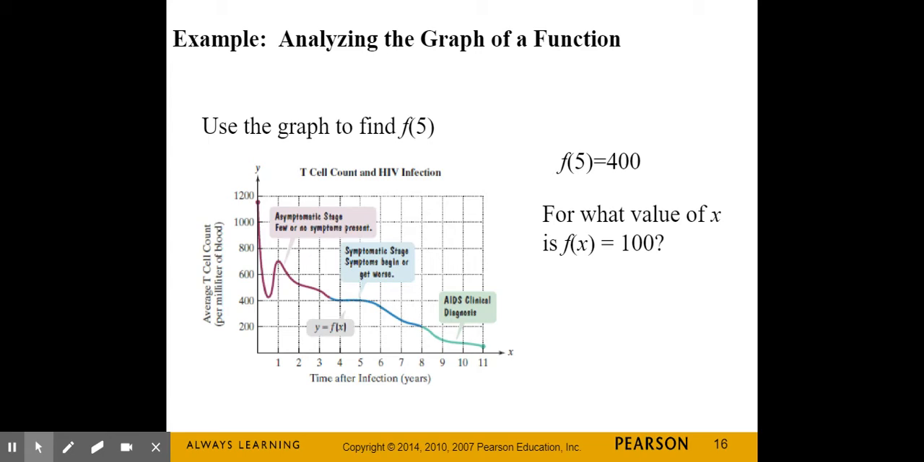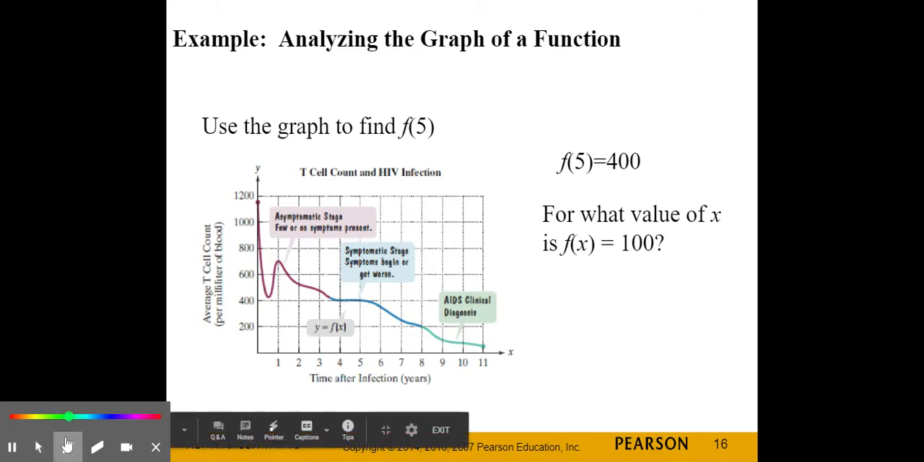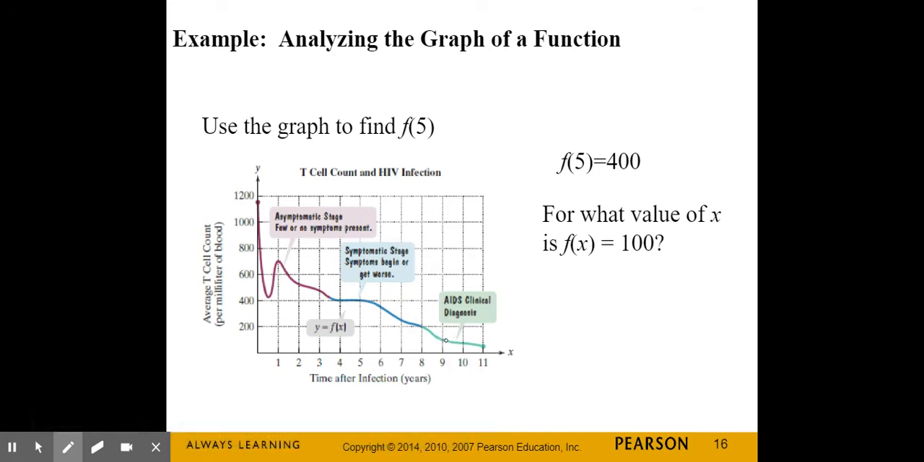For what value of x is f of x equal to 100? So essentially that's saying the y value is 100, what's the x value? So if I do essentially the same thing, all right, so y value is 100 right about here. So if I just travel around, let's say it's right about there. All right, so f of 9 is equal to, well, they're saying 125, somewhere around there.